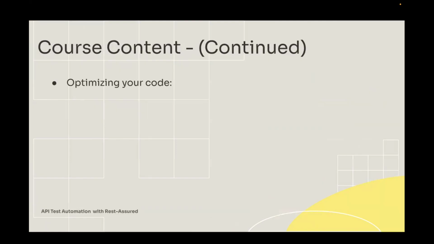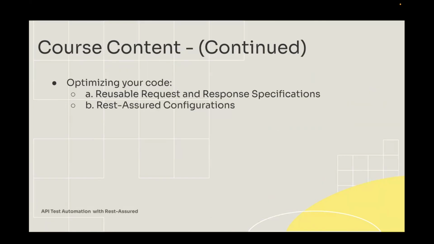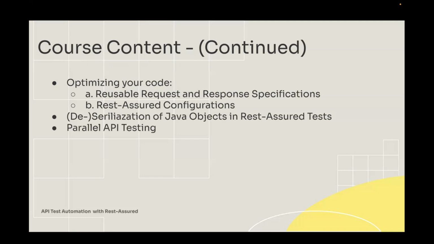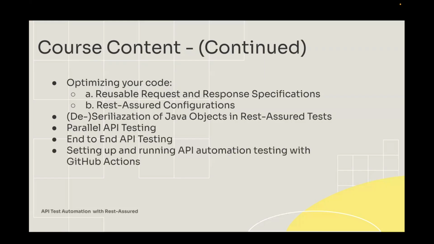We'll also learn about how we can optimize our code by using reusable request and response specifications and REST Assured configurations. We'll learn about serialization and deserialization of Java objects in REST Assured tests, parallel API testing, end-to-end API testing with REST Assured, and finally we'll learn how to run API tests with GitHub Actions.